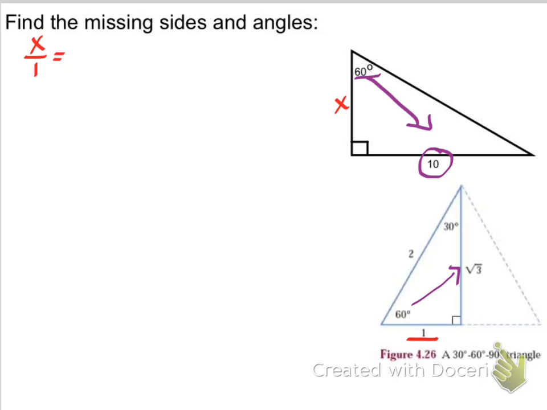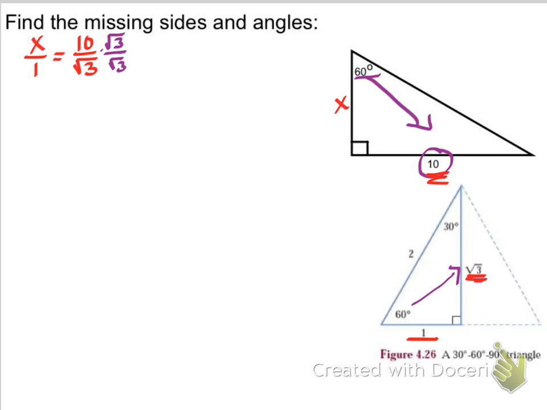So I'm going to call the side that I'm looking for x. I'm going to start by finding x, because it says find the missing sides and angles. And x over 1, because x corresponds to the side that has a 1 on it in the blue triangle. And then that has to equal 10 over square root of 3, because those are the other pairs of sides that I know about these triangles. And they have to be proportional. These triangles are similar. And I just simply solve for x.